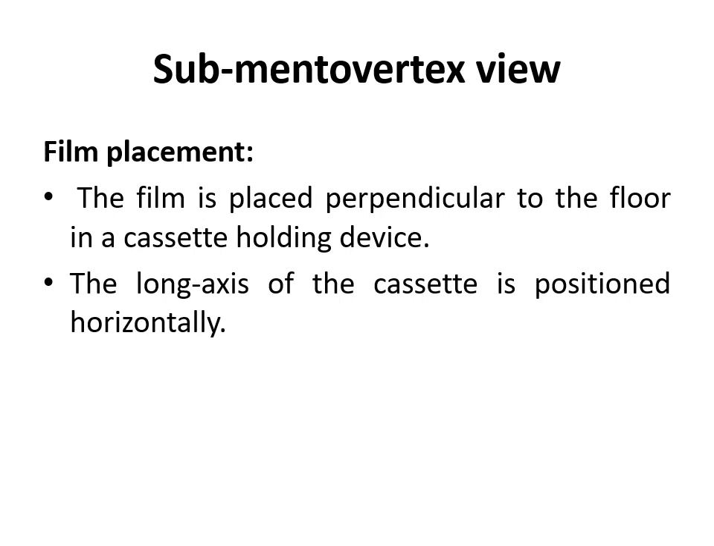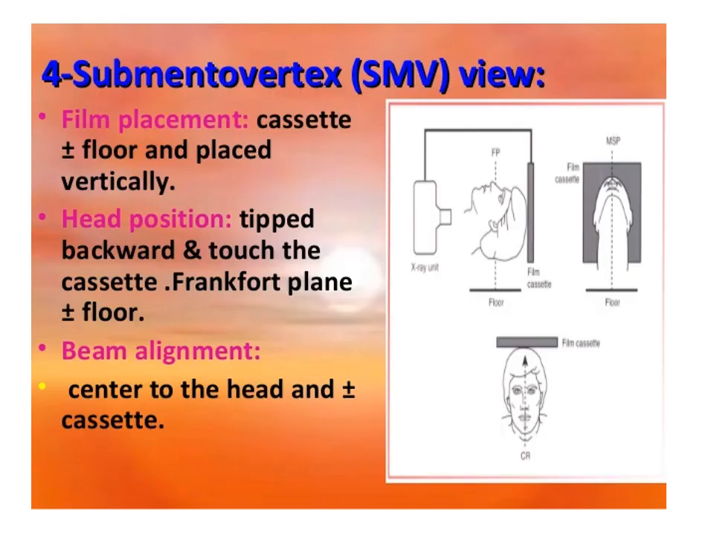So let us see the film placement in the sub-mentovertex view. The film is placed perpendicular to the floor in a cassette holding device. The long axis of the cassette is positioned horizontally. See here how the film is placed. The cassette is perpendicular to the floor and placed vertically.